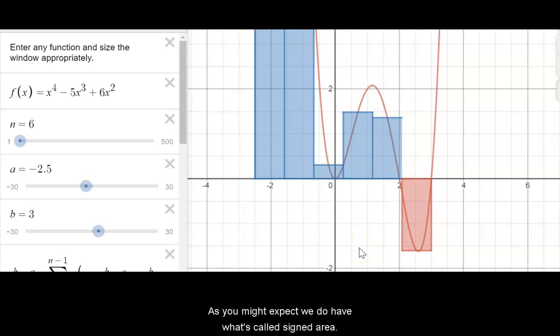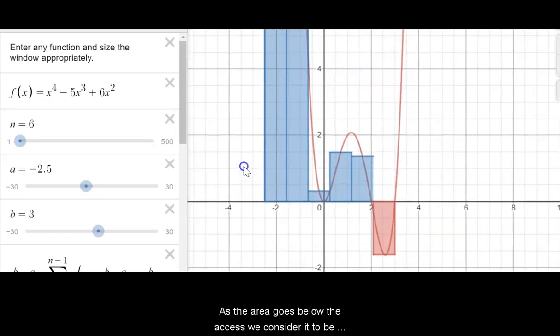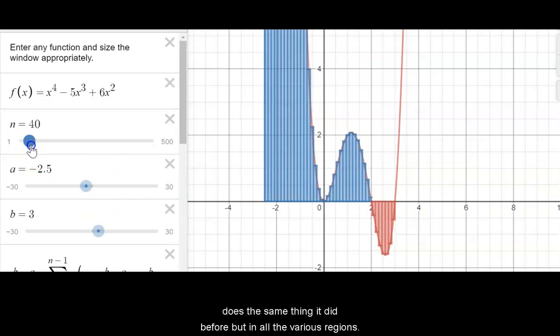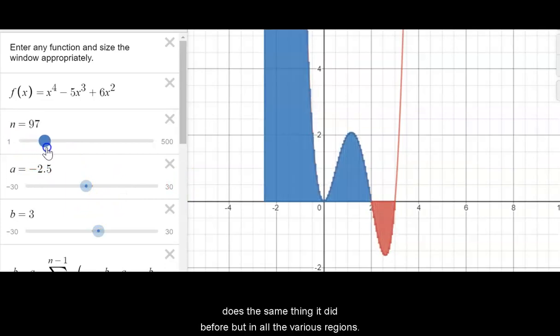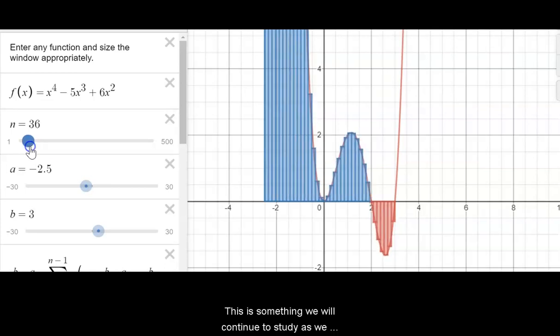As you might expect, we do have what's called signed area. As the area goes below the axis, we consider it to be, quote, negative area. If you increase the number of boxes now, you'll see that it does the same thing it did before, but in all the various regions. This is something we will continue to study as we progress through Chapter 5 in our examination of integration. This is the end of this video over Section 5.1, Approximating the Area under a Curve.